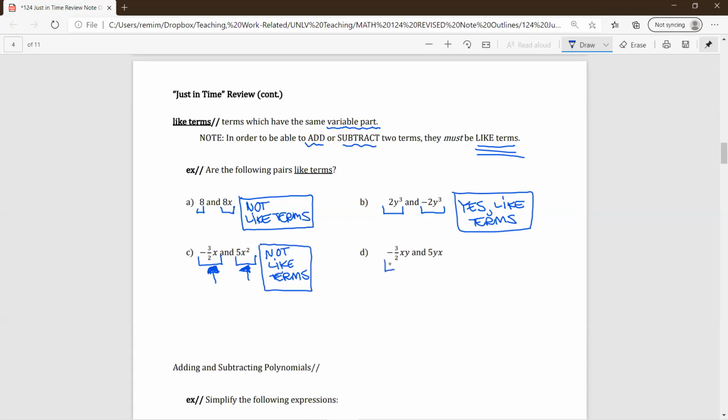And then part D, we have negative 3 halves xy and 5yx. But we know that if you multiply two expressions together, it doesn't matter what order you multiply in, right? Like if you think about 7 times 3, we know that's the same as 3 times 7. So same thing here. We have x times y, and here we have y times x as the variable. But that's the same worth. They're worth the same because you can just rearrange the y times the x and you'll get xy. So yes, these are like terms.